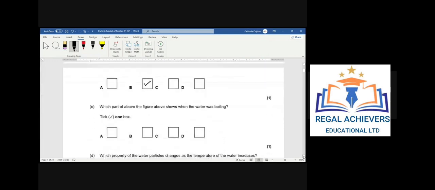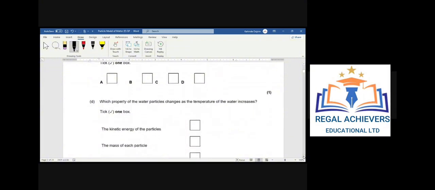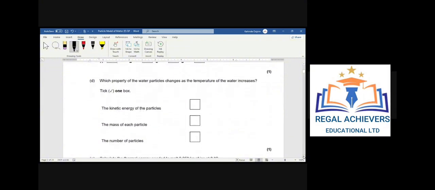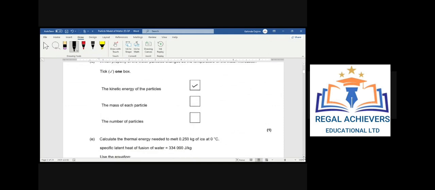Then we move on again to the next question. It says, which property of the water particles changes as the temperature of the water increases? That has to do with the kinetic energy of the particles. Initially, the water particles are at a resting stage, but when subjected to temperature, you see that the water particles start moving. So the kinetic energy of the particles will change as the temperature of the water increases.